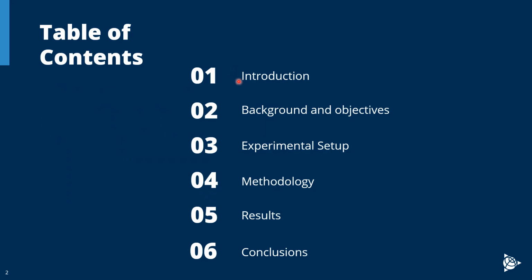So first, I'm going to be going over an introduction of some basic terms. Afterwards, I'm going to be going over the background and aims of my thesis. I'm going to be explaining my experimental setup, followed by the methodology, and then finally, I'm going to be concluding with the results and conclusions of my thesis.